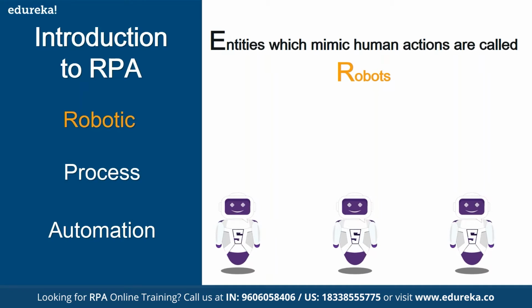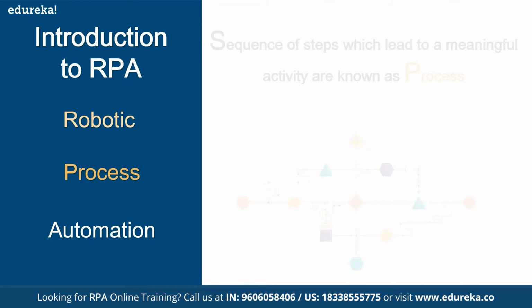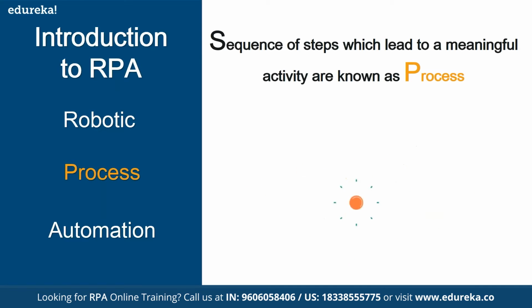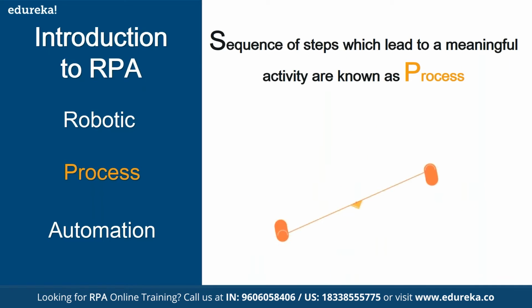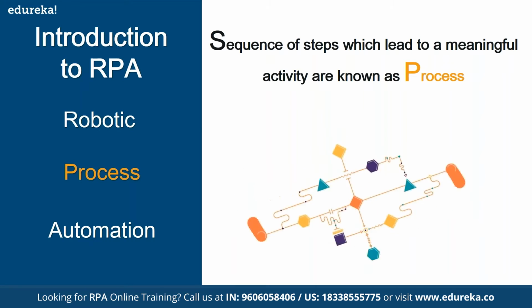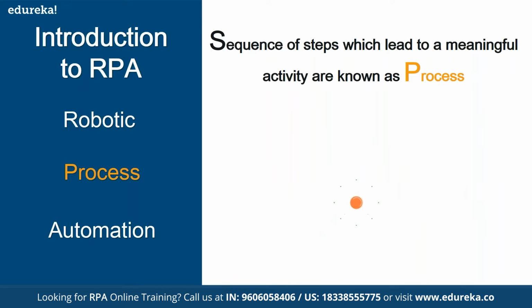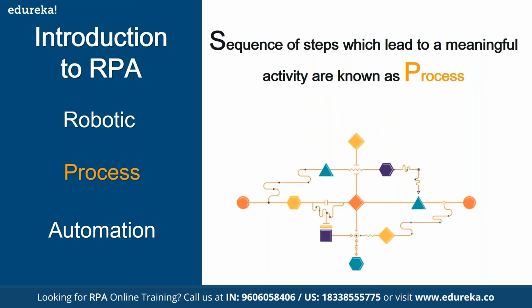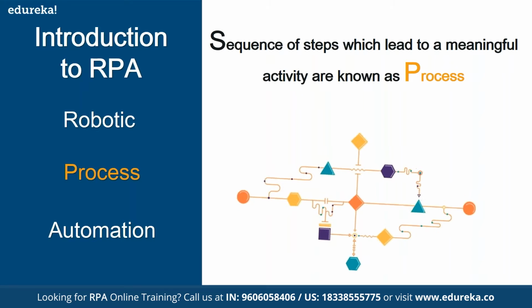Then what will it mimic? What type of work does this robot have to mimic? That is the process, the next word. Every business, every project, any industry for that matter, not just the software industry: if you are working on a project or as an individual contributor, you will be working on a particular business process. Everything that happens is a business process.